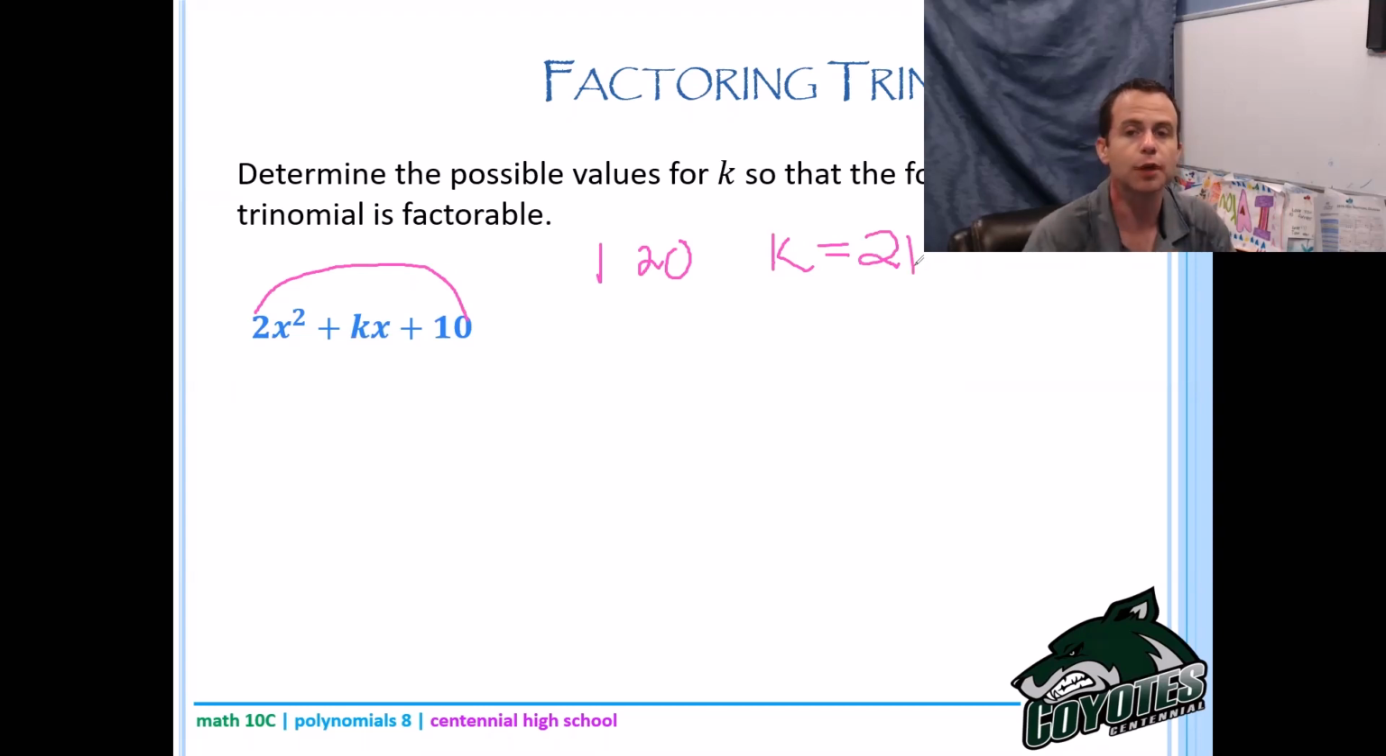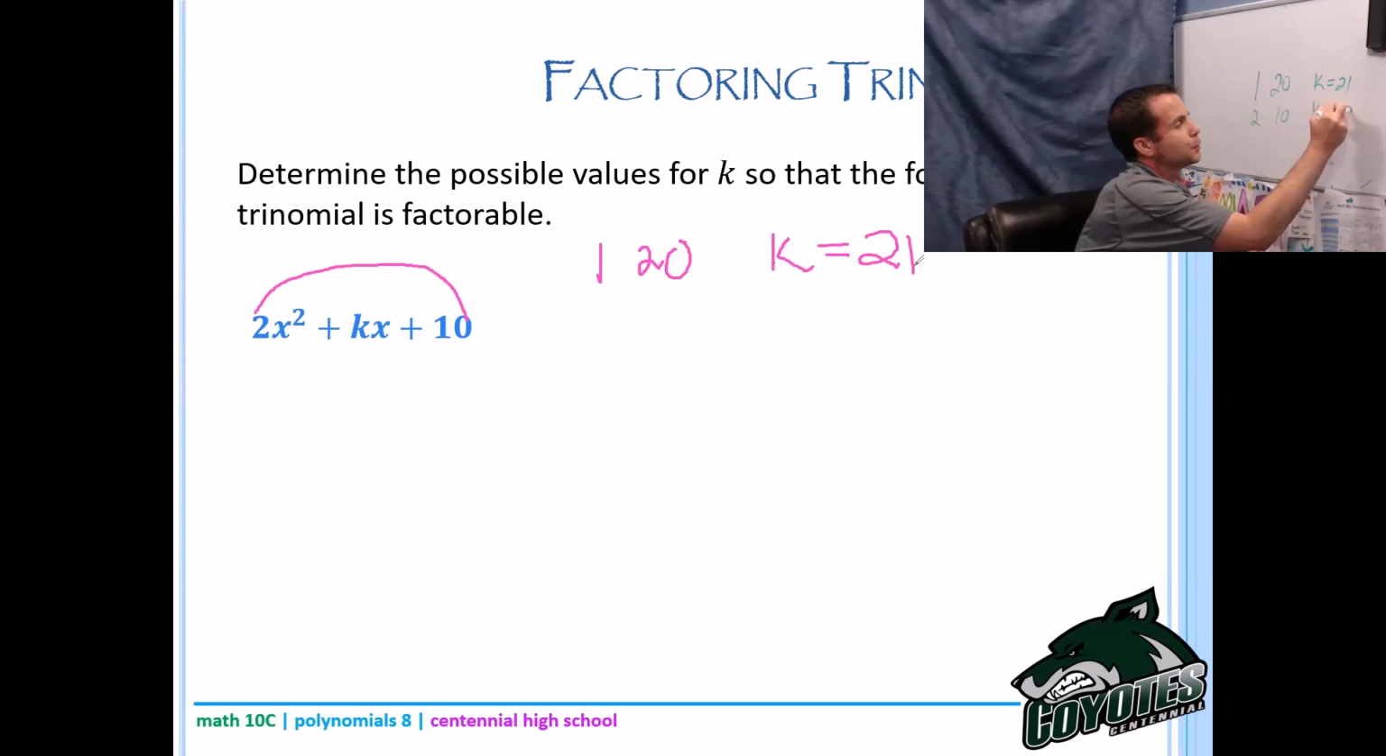If I was looking for two numbers that multiply together to give me 20 and add together to give me 21, this would be factorable because I know I have two numbers that multiply together to give me 20 and add together to give me 21. You follow what I'm doing? Okay. So I could do 1 and 20, and then k would be 21. I could do 2 and 10, and then that would mean k is 12. I could do 3 and nothing, right? 20 can't be divided by 3. I could do 4 and 5, and then k would be 9.